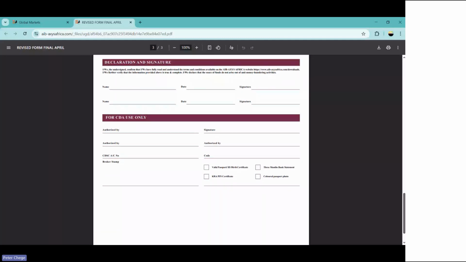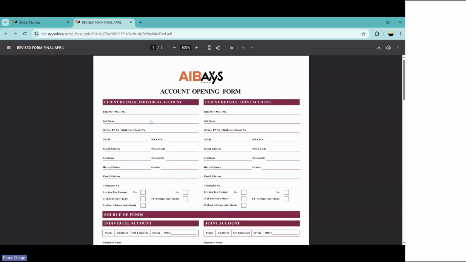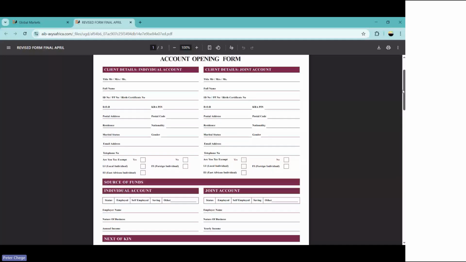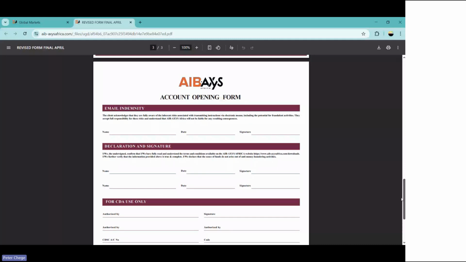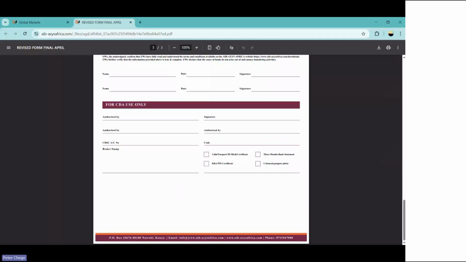If you're opening for a kid, you make sure on the left side it's your kid's details. Then you put the birth certificate number, then the parent. On the right side, make sure you attach the birth certificate. So you operate the account together with the kid as a joint account. And remember to have a bank account that reads your kid's name, because you only pay to that account. So you can open a kid account.